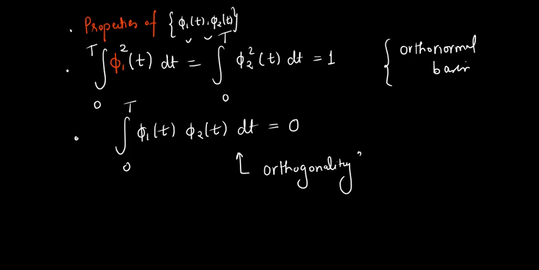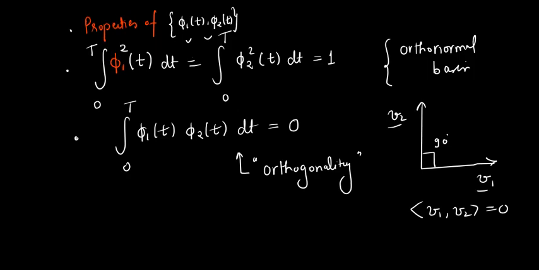What is orthogonal? This is called orthogonal, right? Vector v1, vector v2. If the inner product between vector v1 and vector v2 is 0, we call it orthogonal. Yes or no?